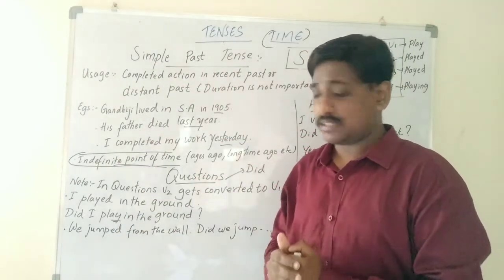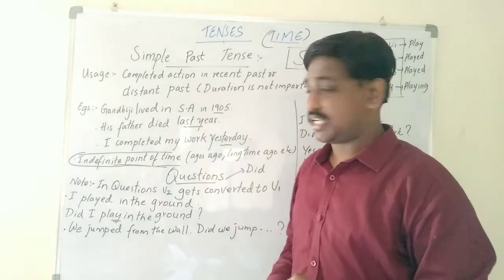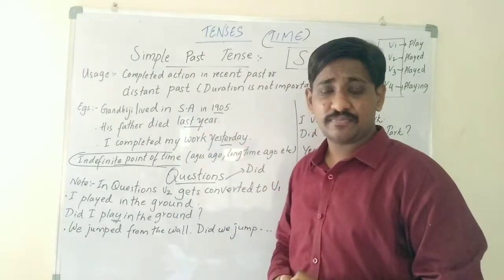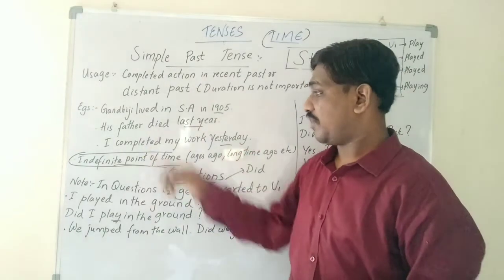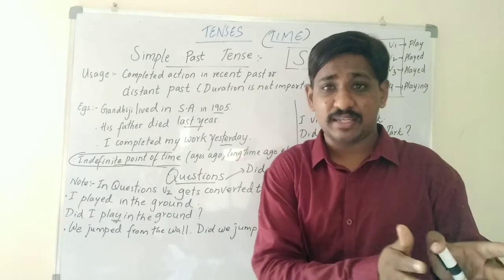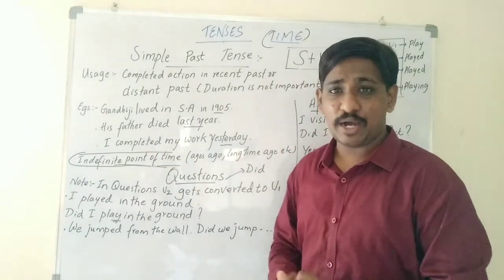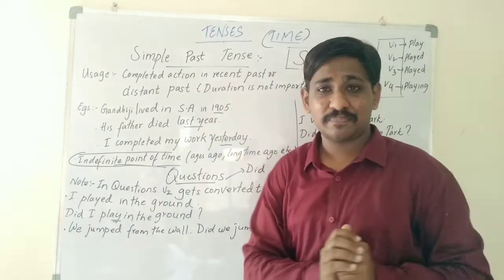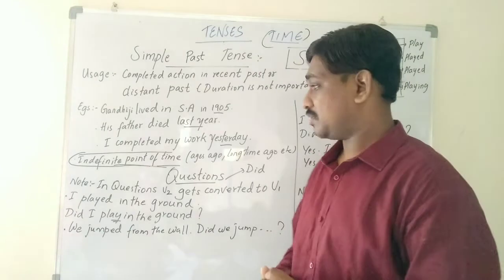Let us see some examples. Gandhiji lived in South Africa in 1905. 1905, it's more than 100 years. His father died last year, specifying last year. I completed my work yesterday, just yesterday. So we are mentioning yesterday, which means a recent past, just happened.